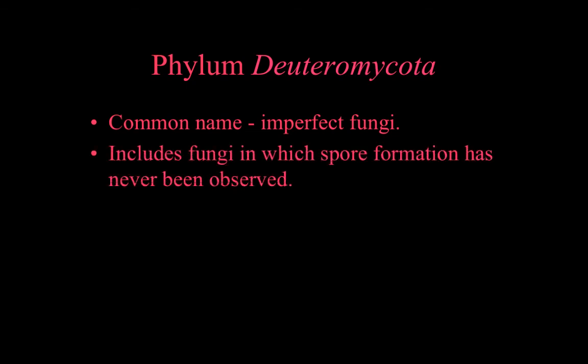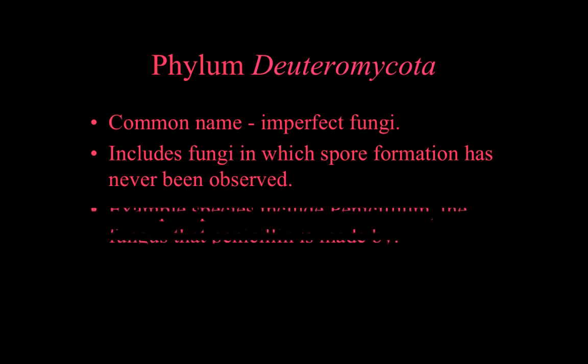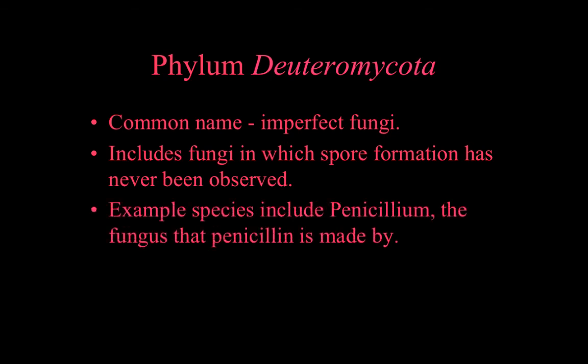Finally, we have the phylum Deuteromycota. The common name here is imperfect fungi. This includes fungi in which spore formation has not been directly observed, or spore formation varies. Sometimes certain parts of the fungus produce spores, other times other parts of the fungus produce spores. Example species here, one of the most famous fungi ever is Penicillium. This is the fungus that produces penicillin, the very first antibiotic discovered by people.